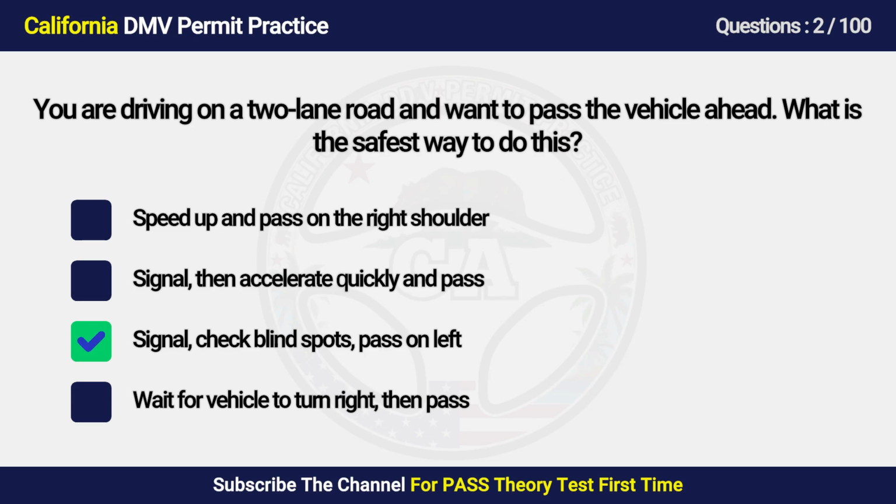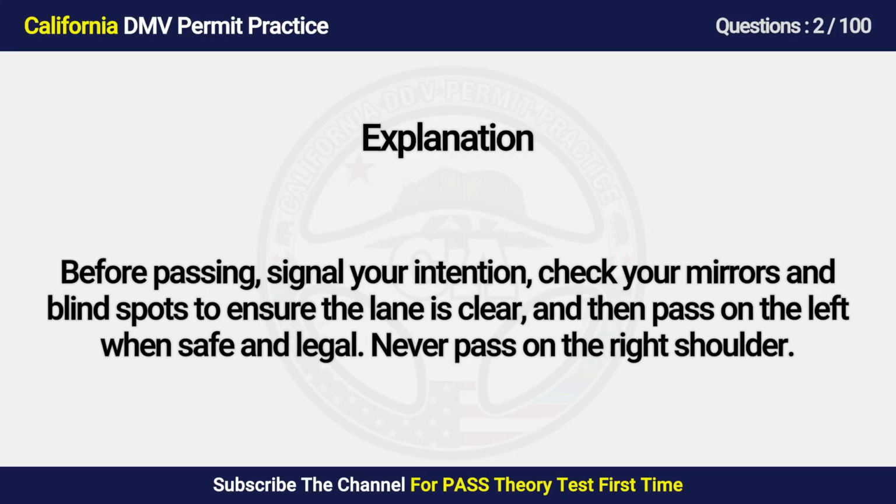Answer is C. Signal, check blind spots, pass on left. Before passing, signal your intention, check your mirrors and blind spots to ensure the lane is clear, and then pass on the left when safe and legal. Never pass on the right shoulder.